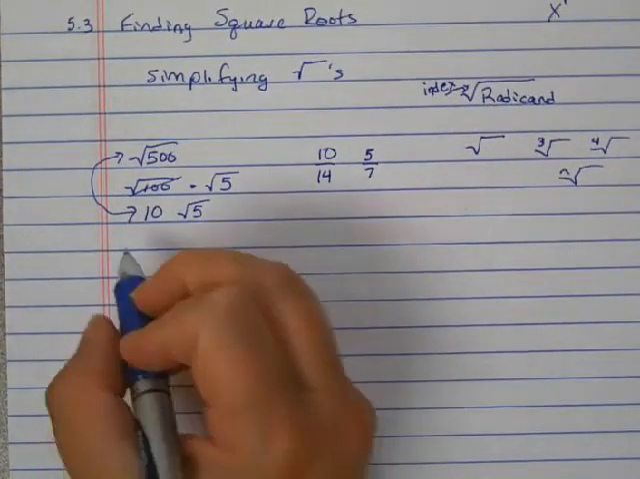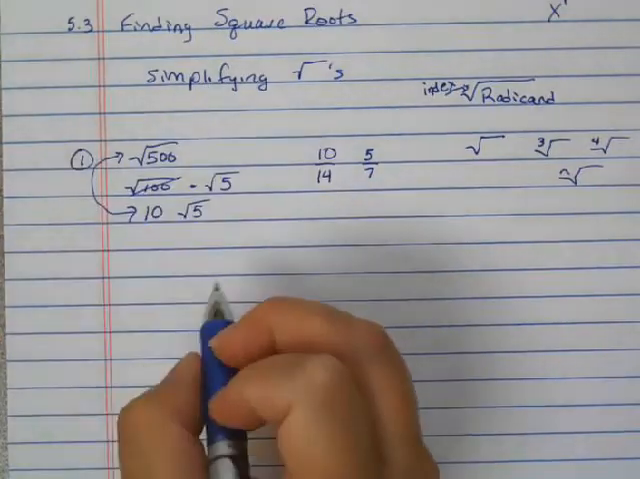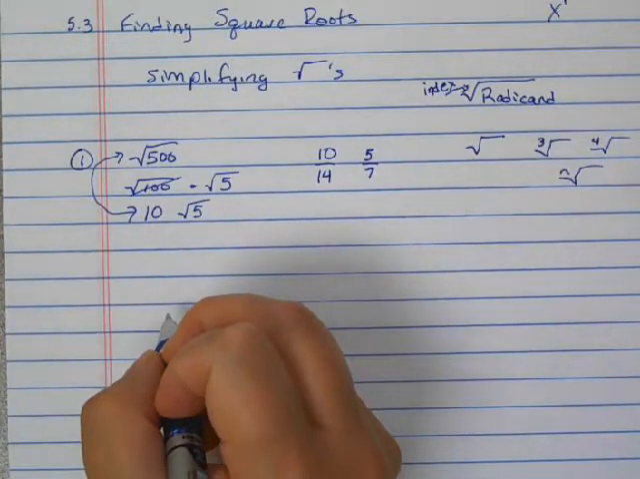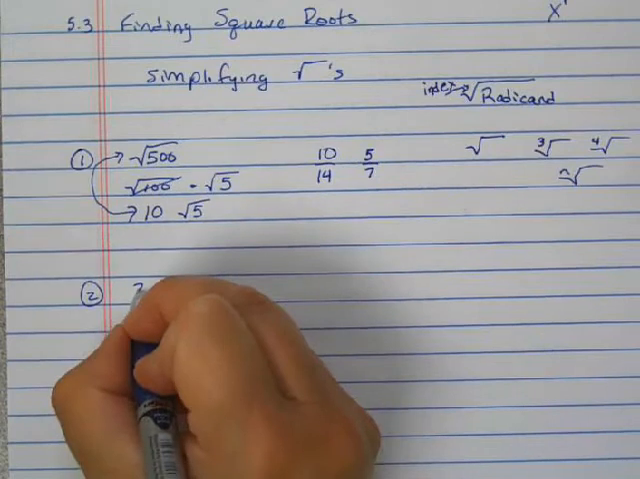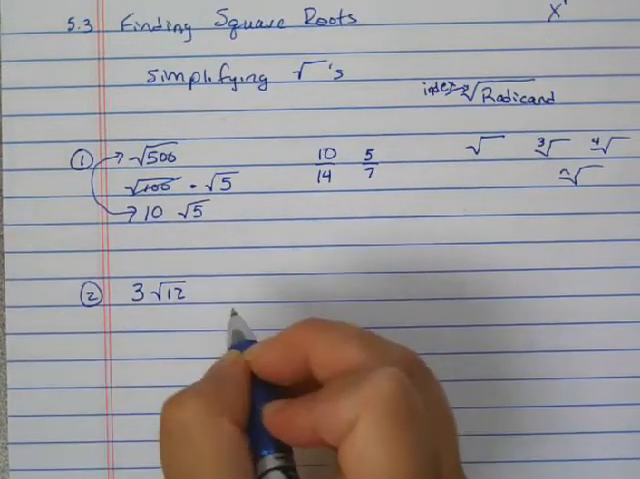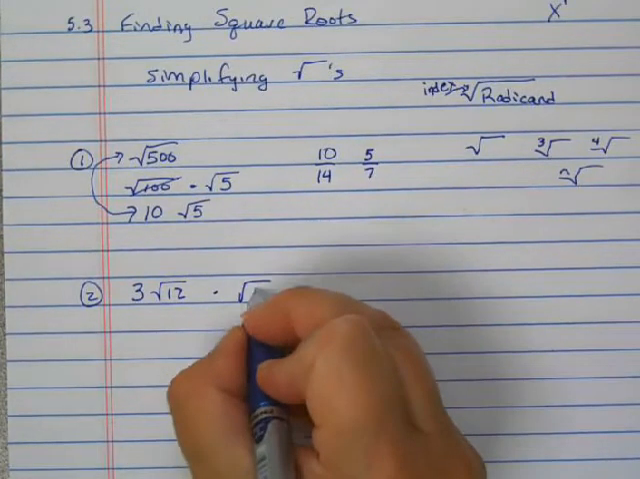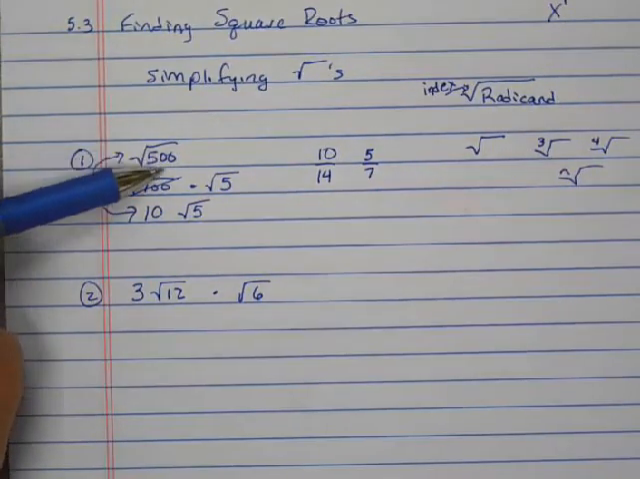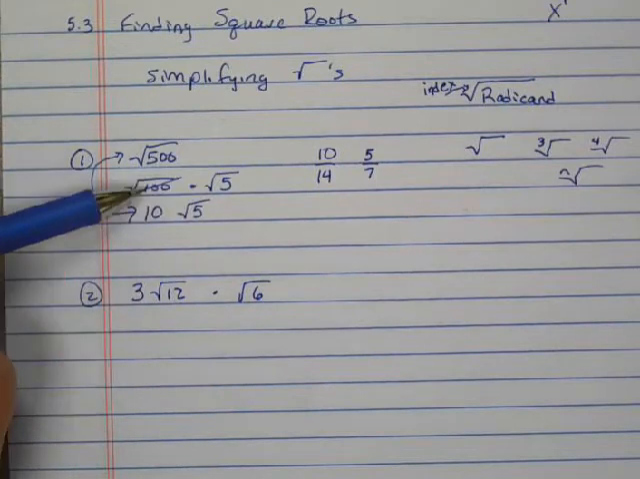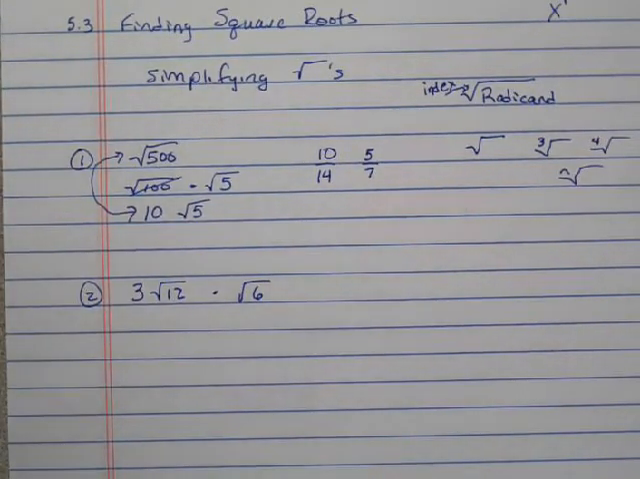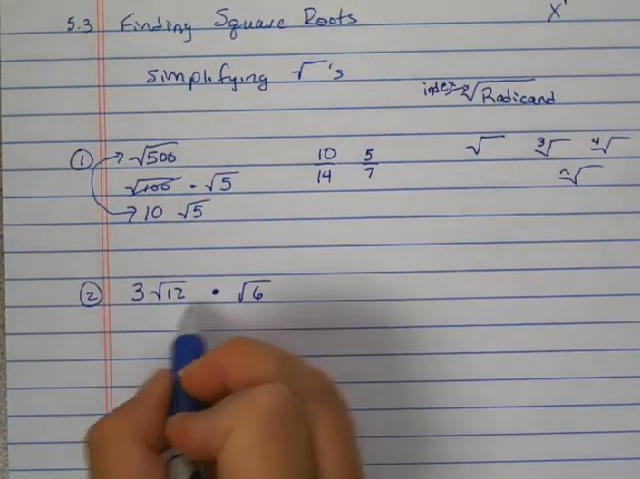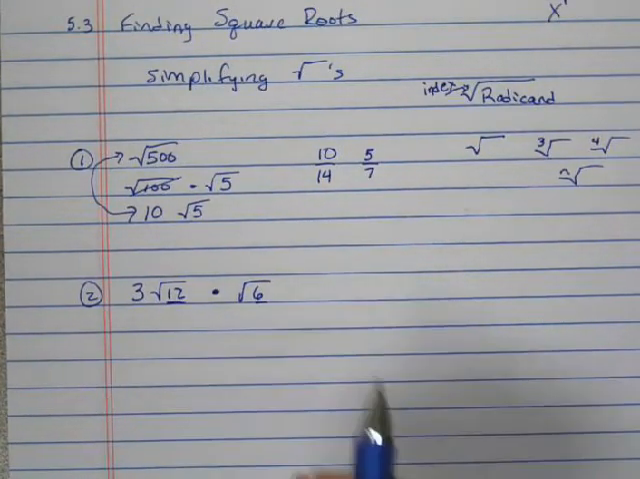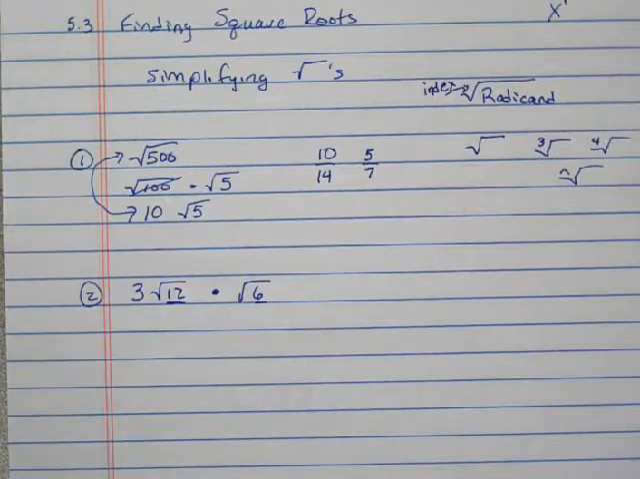All right, so the next example I have is 3 square roots of 12 times the square root of 6. You noticed in the first example, I had a square root of a number, but I could break it apart into 2 square roots. So I'm going to think about it like that. Because this is multiplication, the number under here does not have to be the same. We can put them under the same square root.